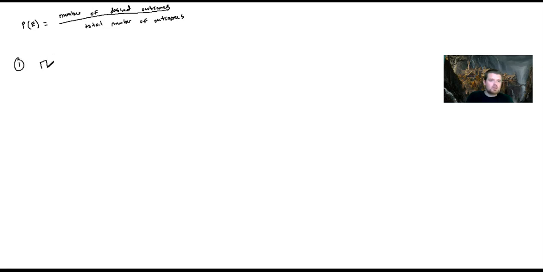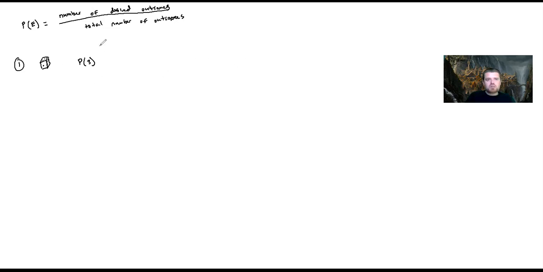For instance, let's start out again with just that simple die. If I ask you to roll a die, I could ask you, what's the probability of rolling a 3? So the event that I want is in parentheses, notation-wise, but I could also write it out in a sentence. What is the probability of rolling a 3 on a standard die?